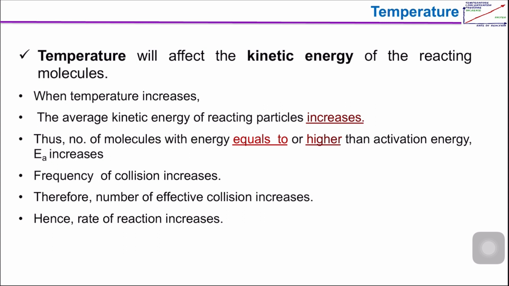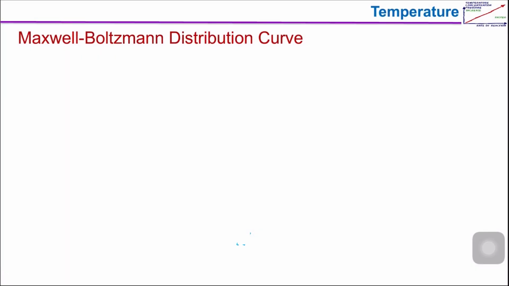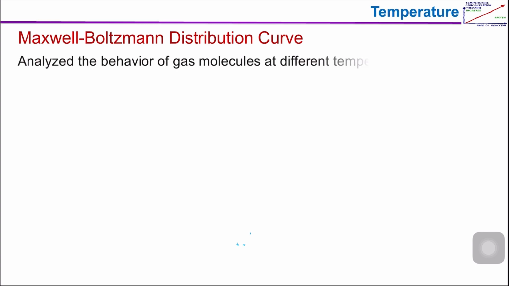So, sebab tu dalam jawapan awak, when you write the factor about temperature, you have to relate with kinetic energy as well. Dan pastikan number of molecules with energy, dia perlu ada kinetic energy more than ataupun equal to activation energy. Barulah dia boleh hasilkan higher number of effective collision. So, untuk Maxwell-Boltzmann distribution curve, kita belajar bahagian this curve under factor temperature, di mana this curve analyse the behaviour of gas molecules at different temperature.